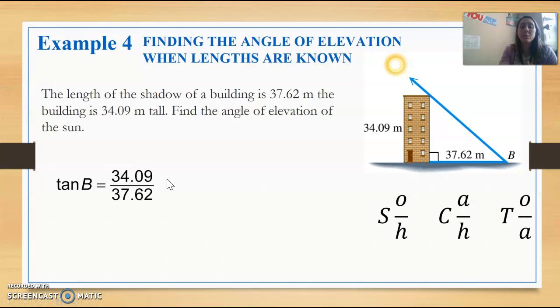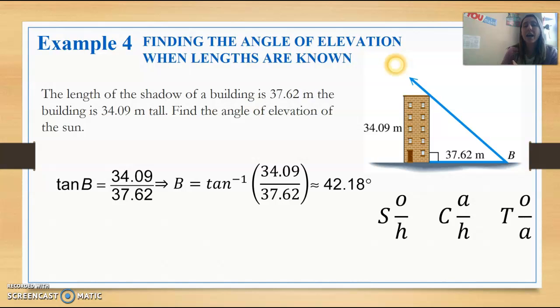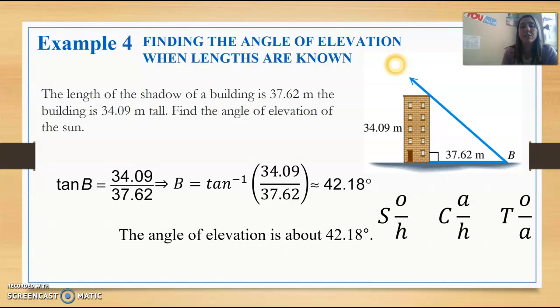Then, since we're looking for an angle, we're going to use the inverse of tangent. That's what we're going to put in our calculator: second tangent, and then we put in our ratio. That's going to give us an angle of 42.18 degrees. So the angle of elevation is about 42.18 degrees.